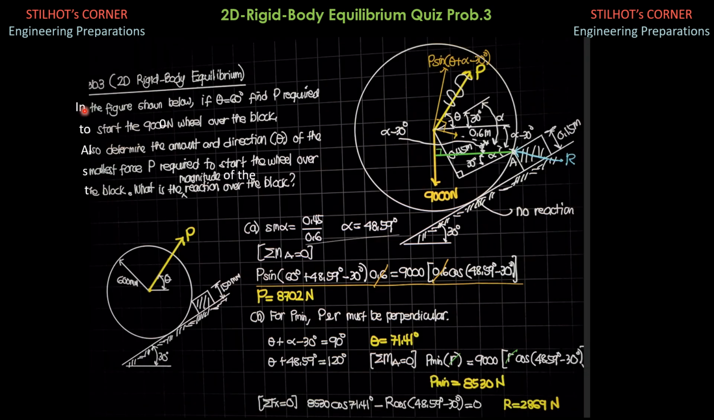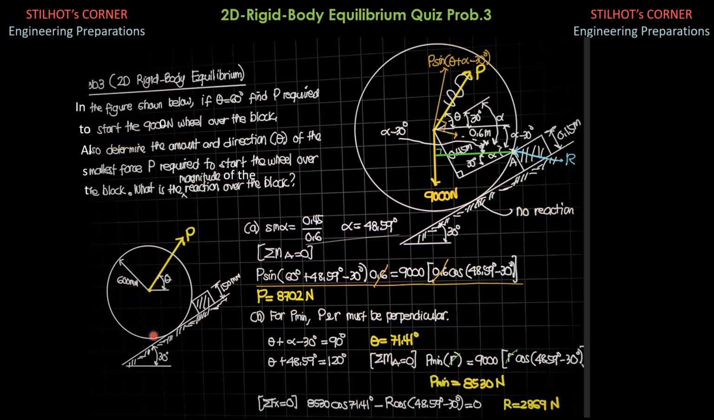So here is the problem in the figure shown below. If theta is 60 degrees, find P required to start the 900 Newton wheel over the block. Also determine the amount and direction theta of the smallest force P required to start the wheel over the block. Then what is the magnitude of the reaction over the block, the reaction here.